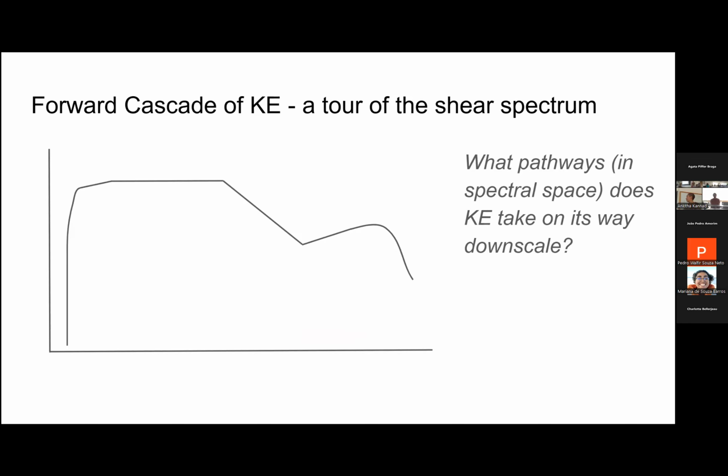So what pathway does energy take on its way down scale? We're going to be using the shear spectrum because that happens to be a good example of how the different shapes that the shear spectrum makes correspond to different regions that have different dynamics. It's a tool that we use pretty often in observational oceanography to look at the different dynamical regimes of the energy cascade. So we're just going to build this figure up over time.